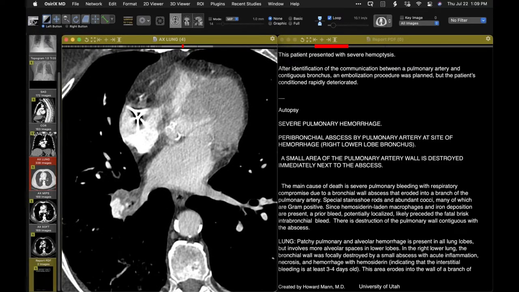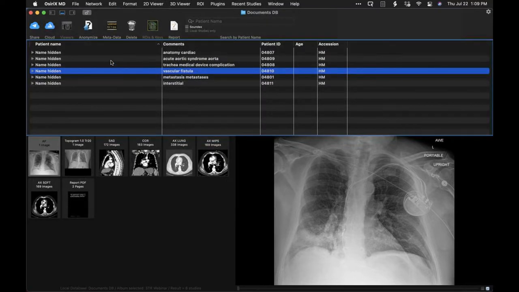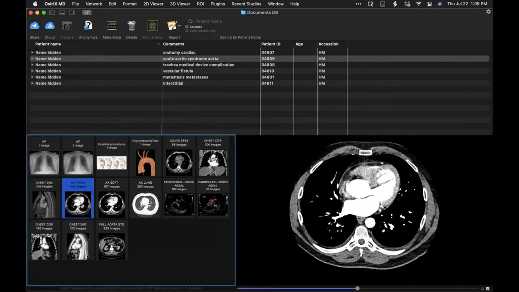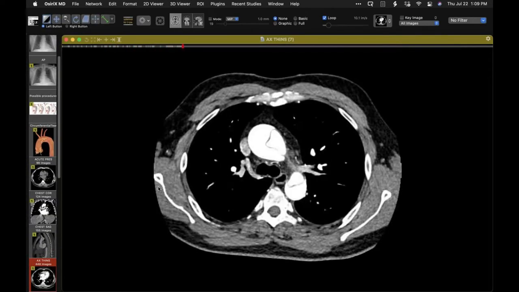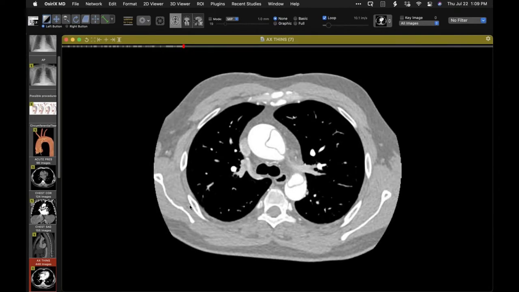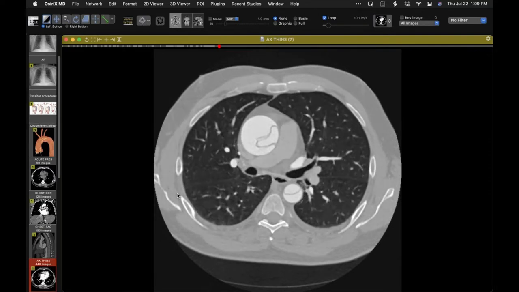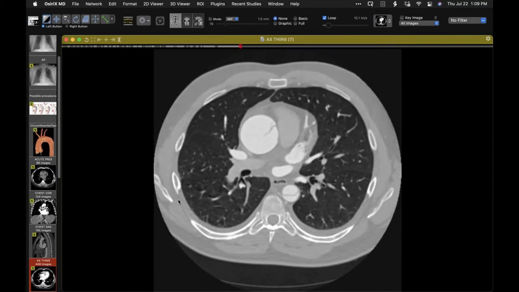All right. Let me show you this case. There's some instructive things about this case of acute aortic syndrome. Let me start with these thins. We can see that there is a type A acute aortic syndrome. It's a communicating aortic dissection, true and false lumens in the aorta.